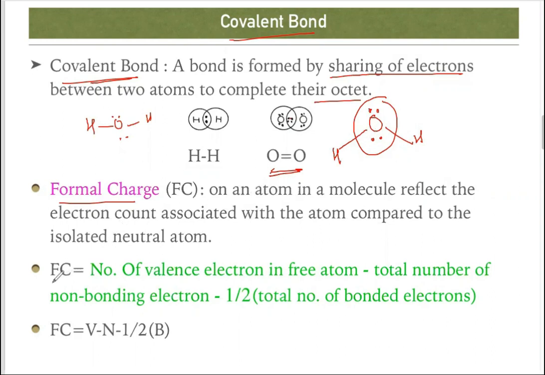So how can you calculate the formal charge? It is the number of valence electrons in a free atom, minus the total number of non-bonding electrons, minus half of the total number of bonded electrons. To represent this, I have written V for the number of valence electrons, minus N for the total number of non-bonding electrons, minus 1 by 2 of the total number of bonded electrons.